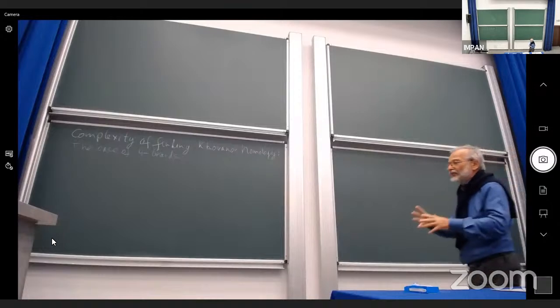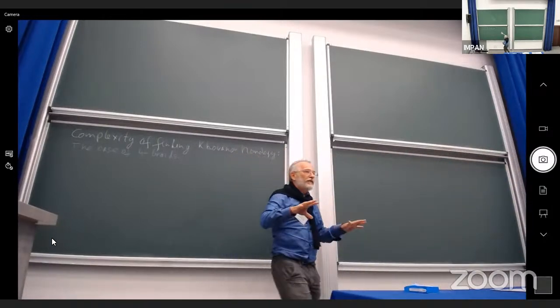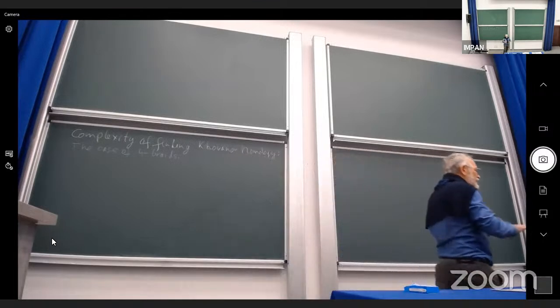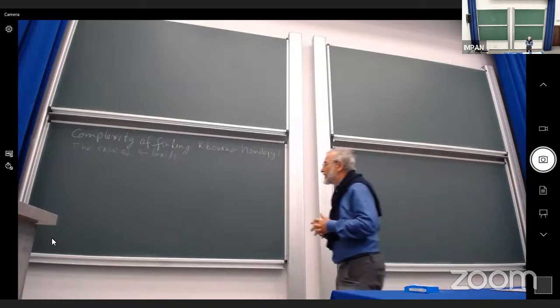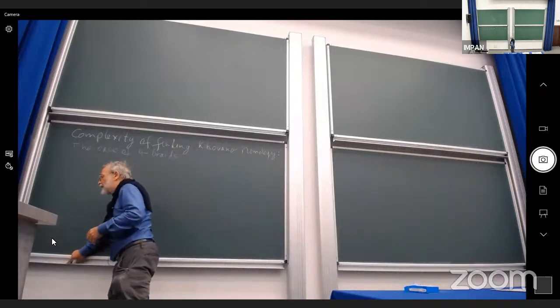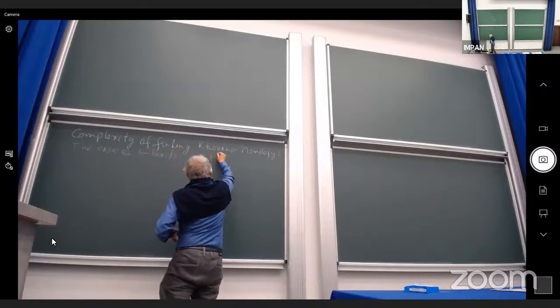So my plan was to show how to define precisely Khovanov homology for people who don't know it, just from scratch. This will follow Oleg Viro's method. First of all, Khovanov homology was invented or constructed in 1997.